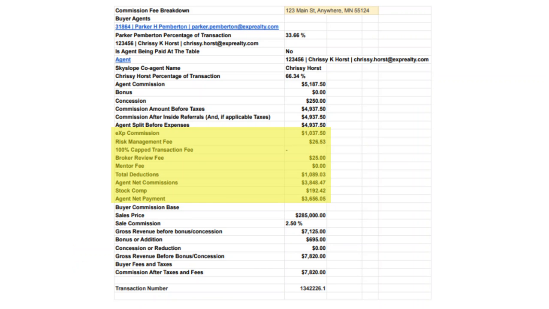Okay. Now this next section is those expenses, and we're going to break each one of these out to take a look at. The EXP commission, that's the 20% of this deal that goes to EXP till I cap at 4,000.